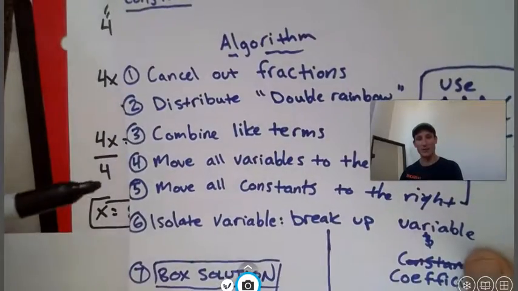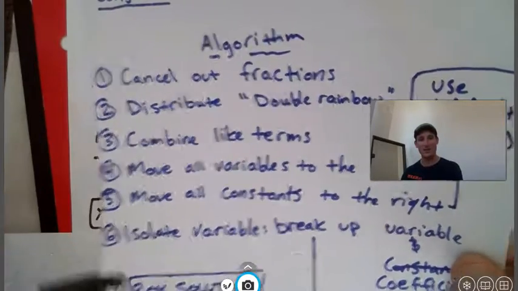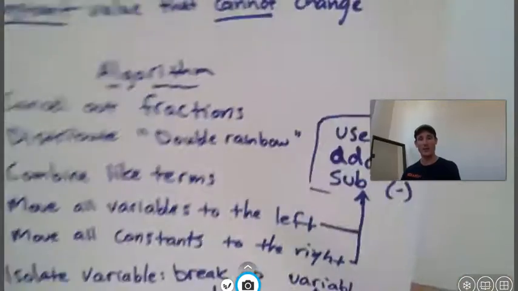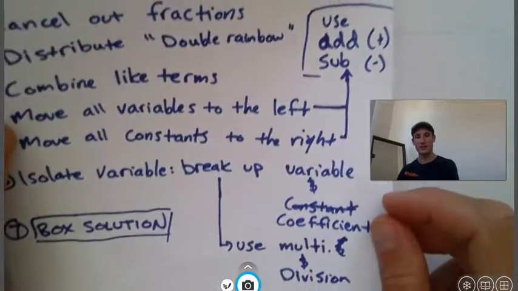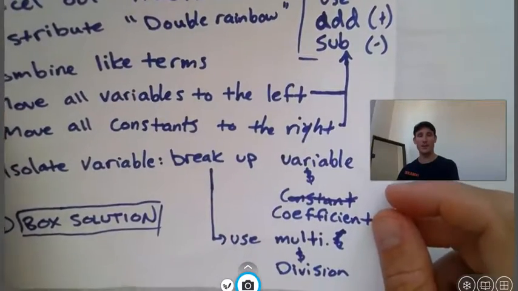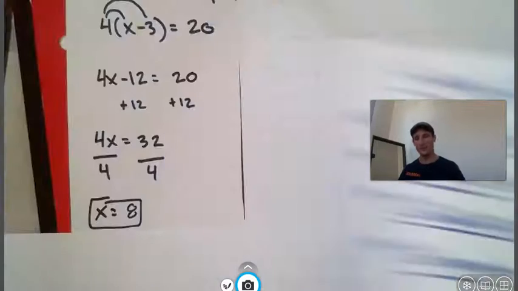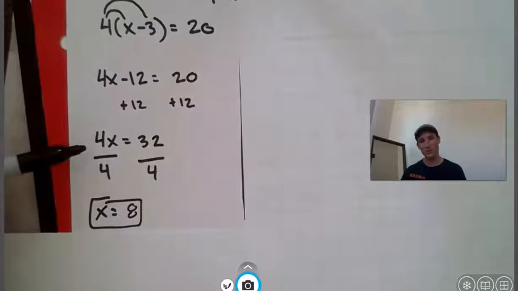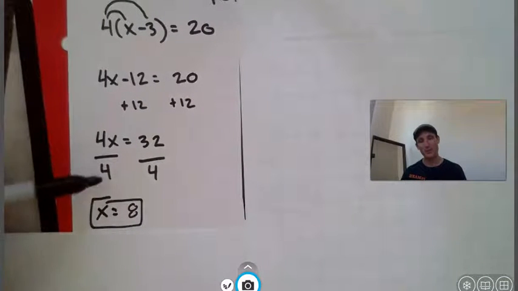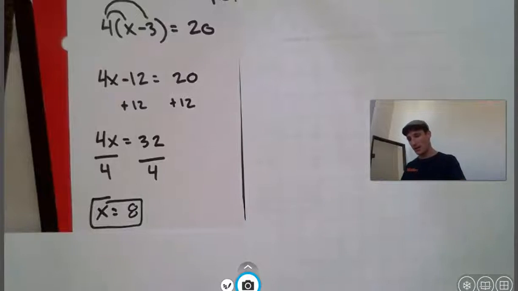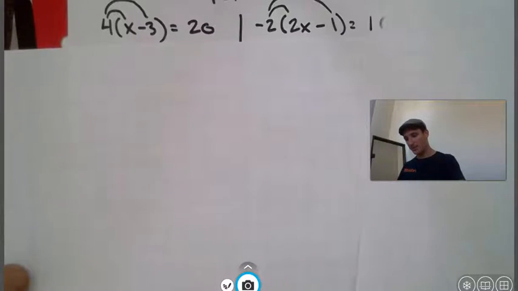Okay, so that was step 6, right? We moved all the constants over. That was step 5. Isolate the variable. We broke up the variable and its coefficient, using division, right? The coefficient was 4. We split that up using division. Okay, let's look at another example.